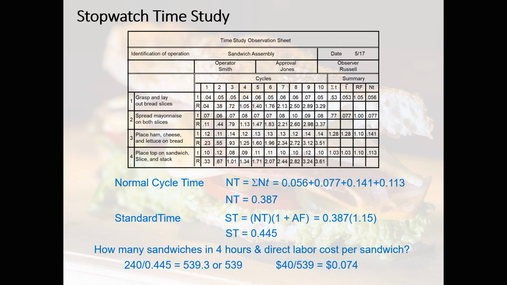How much is each sandwich costing us? Let's assume we're paying our employee $10 an hour. That $10 an hour times 4 is 40. So we're paying them $40 for working a 4-hour period. Then we're going to divide that by the 539 sandwiches. And then we're going to get $0.074, or 7.4 cents per sandwich, as our direct labor cost.